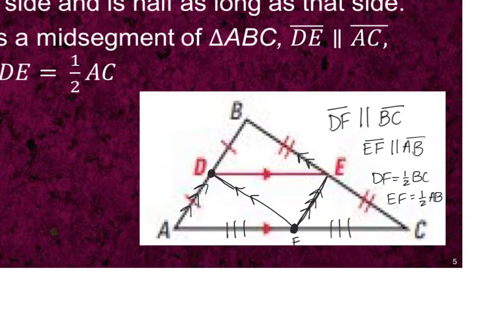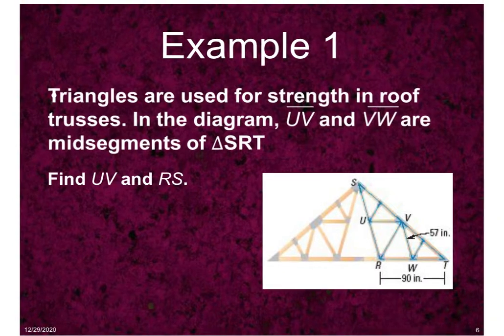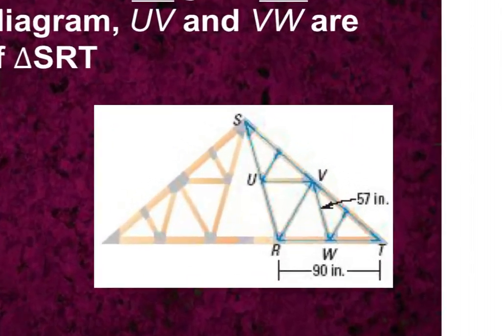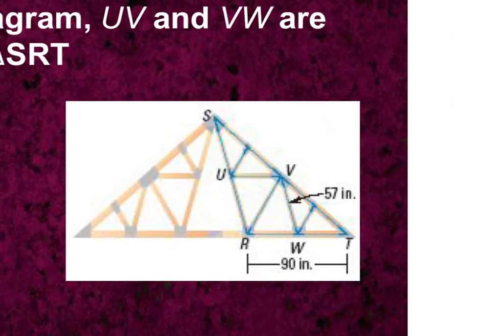Guys, all we've got are some examples, and then we're done, okay? So our example 1: triangles are used for strength in roof trusses. In the diagram, UV and VW are mid-segments of SRT. Find UV and RS. All right, so SRT is our triangle. I'm going to go ahead and outline it with a highlighter.